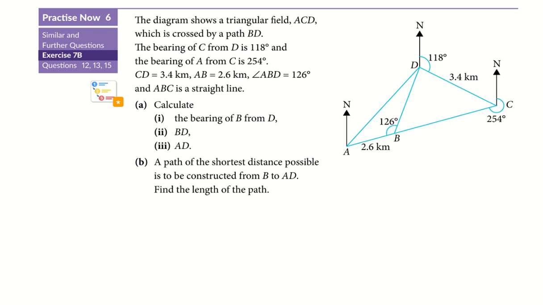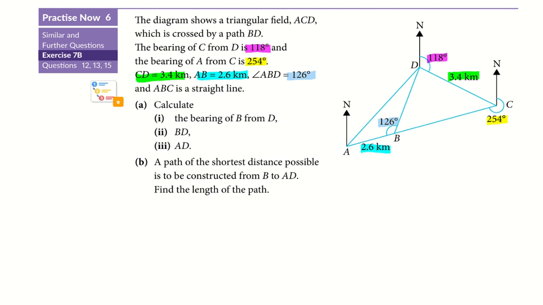Okay, read this question. Ensure all the important information is inside the diagram. Next, in part A, part 1, I will need to find the bearing of B from D, meaning there must be a north line from D. With the north line, do a clockwise rotation.